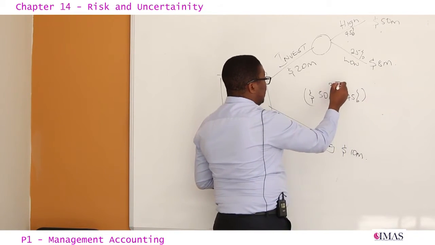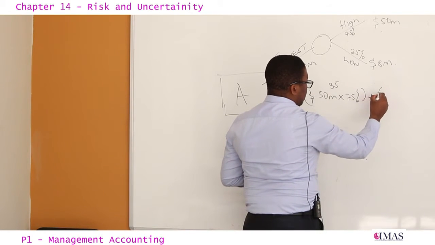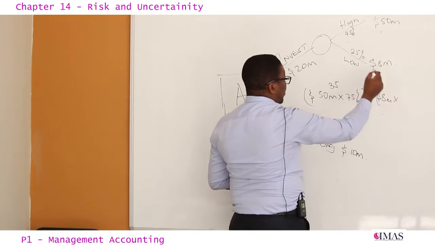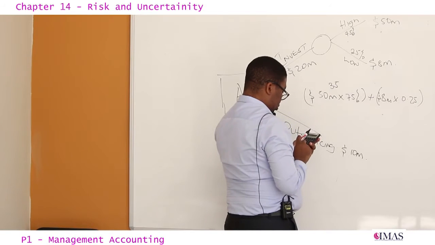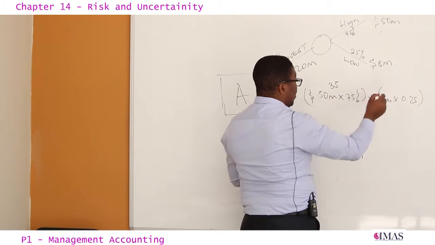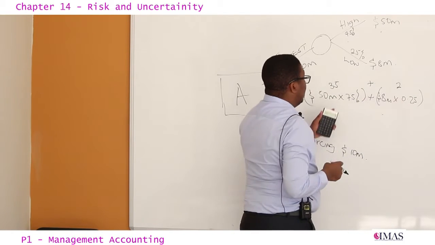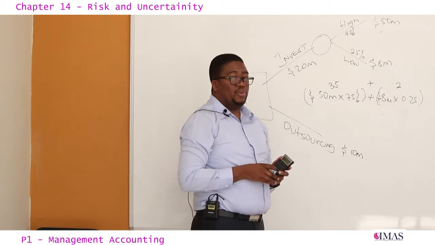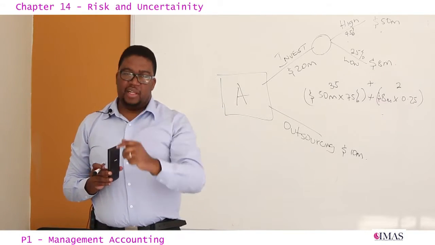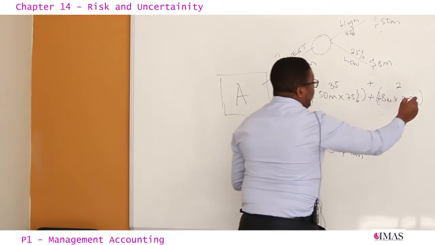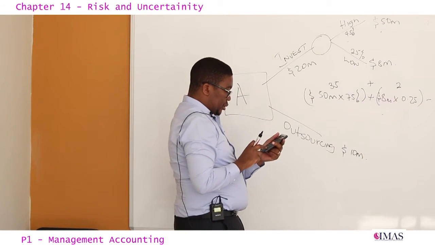Okay? You come, you're saying 50 million multiplied by 75%, that is 35, plus 8 million multiplied by 25, that is 2. Therefore, we're likely to make what? 35 plus 2, that is what? That is 37. However, there was an investment amount. Therefore, minus the 20 which we have invested.